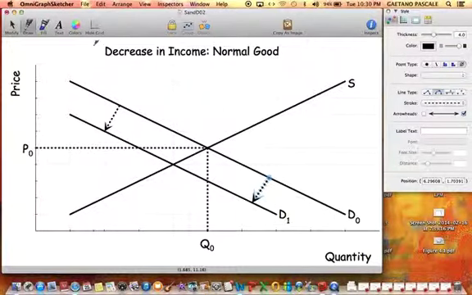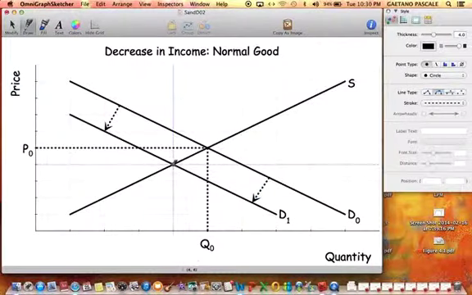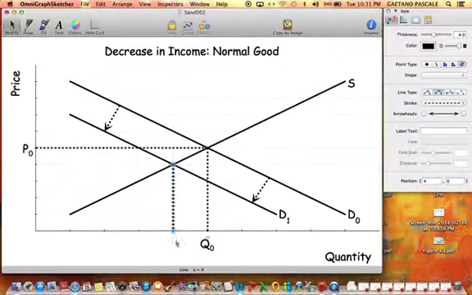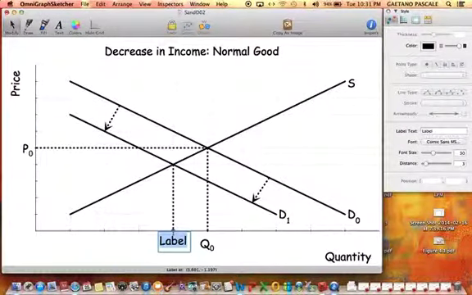If we want to see what the new equilibrium price and quantity is, we go to where the new demand curve D1 intersects the original supply curve. If we go from that intersection point straight down, that gives us the new equilibrium quantity. So I will label that Q1.